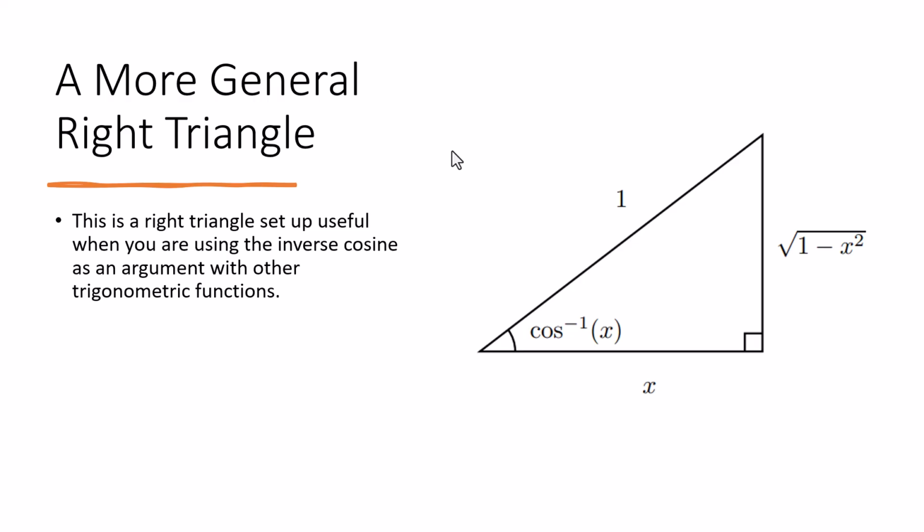So a more general right triangle is given here on the right. And this right triangle is very useful when you're using the inverse cosine as an argument with other trigonometric functions. So this is a connection between the inverse trig and algebra. So when we have the inverse cosine, or the arc cosine of x, it says that x has to be the ratio of the adjacent over the hypotenuse. So our adjacent side will be x, whatever the input is. Our hypotenuse will be 1. And Pythagorean's theorem is going to tell us what the opposite side is, and that ends up being the square root of 1 minus x squared.